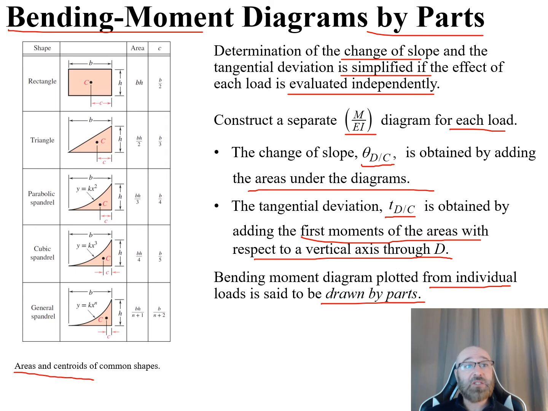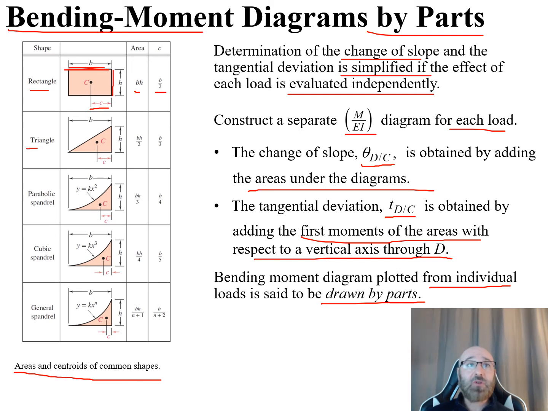These are the areas and centroids of common shapes. So we have a rectangle. With our rectangle, we have our basic dimensions. We have our width B, our height H, and our distance to our centroid here at the center C. They give us a definition for our area of B times H, and our C right here is B over 2. So it relates it back to those dimensions there.